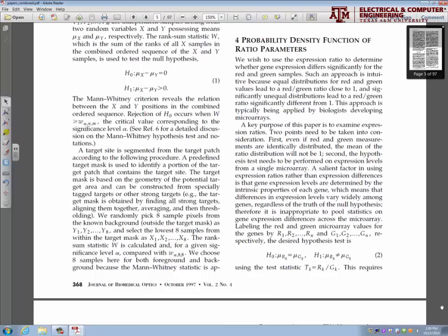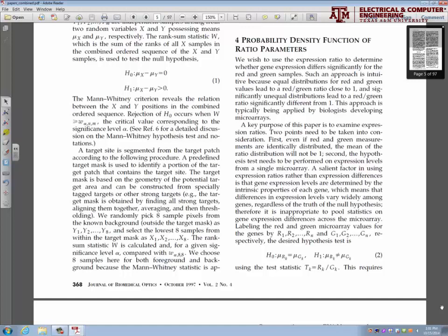A target site is segmented from the target patch according to the following procedure. A predefined target mask, defined from before, is used to identify a portion of the target patch that contains the target site. So this is given to you from before. That's what I was saying before too. The target mask is based on the geometry of the potential target area and can be constructed from specially tagged targets or other strong targets. For example, the target mask is obtained by finding all strong targets, aligning them together, averaging and then thresholding. So you'll use some other method. There's not much statistics involved in it.